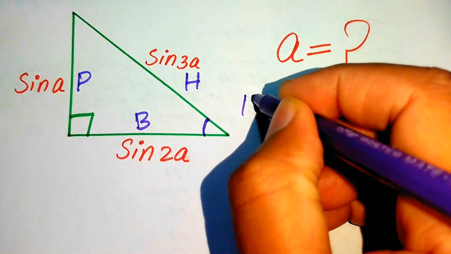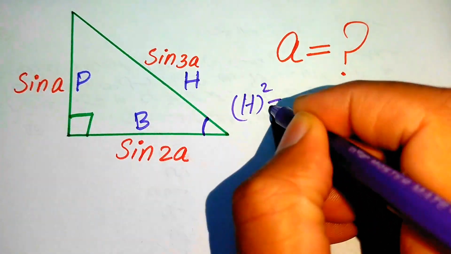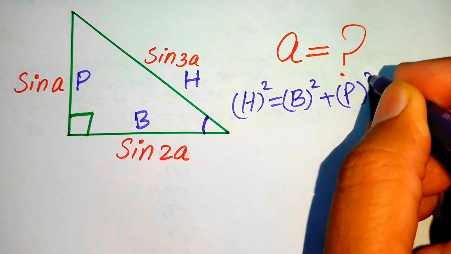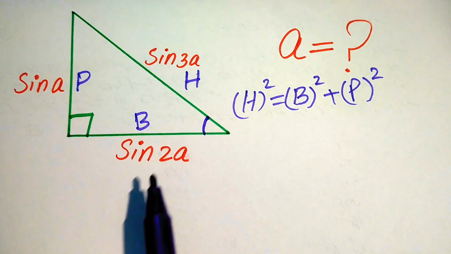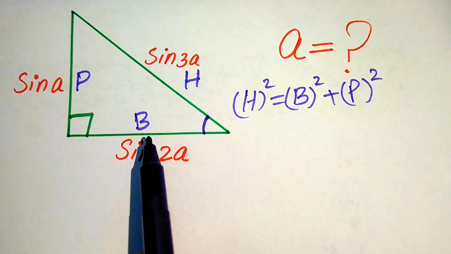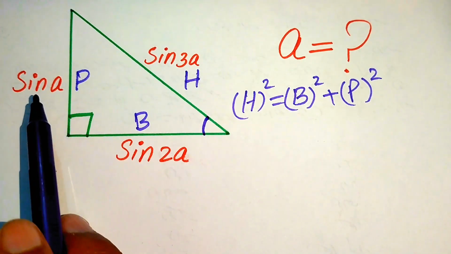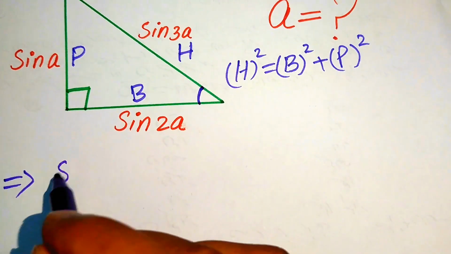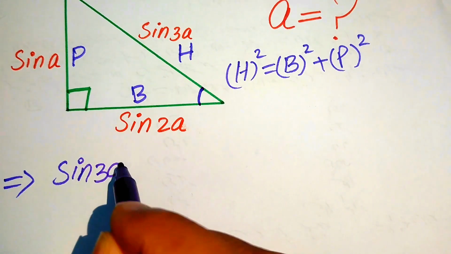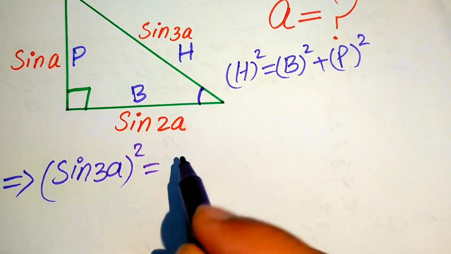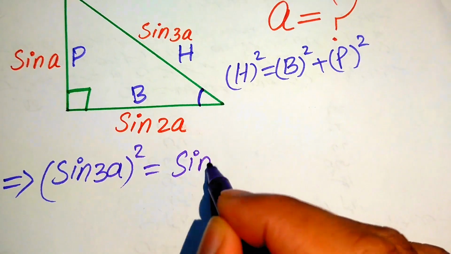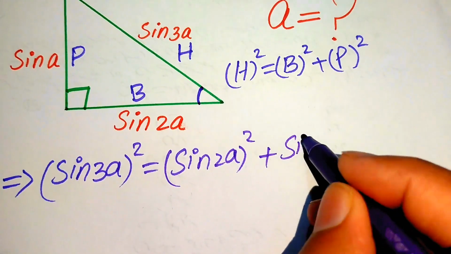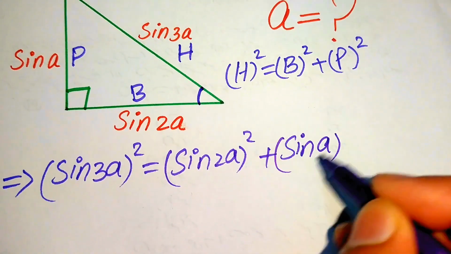The Pythagoras theorem says hypotenuse squared equals base squared plus perpendicular squared. So we have our hypotenuse as sine 3A, base as sine 2A, and perpendicular as sine A. We put these values in and get: sine 3A whole squared equals sine 2A whole squared plus sine A whole squared.